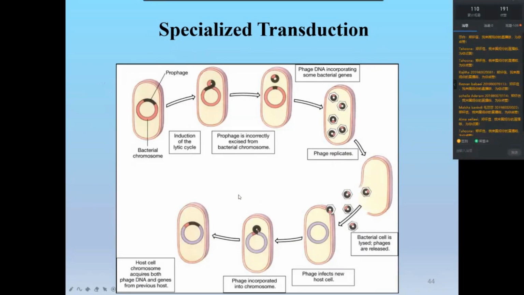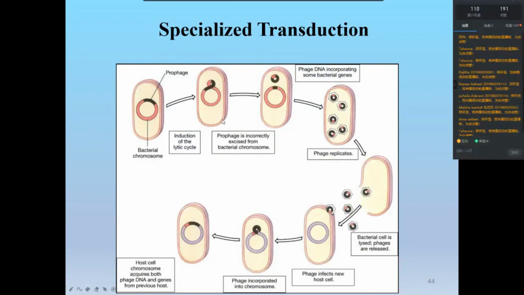Okay, so this is what happens during specialized transduction. You have a bacterium. Now you have a phage infecting the bacterium. And it happens that this phage is a lysogenic or temperate phage. It does not lyse the bacteria directly, but it inserts its genome into the bacterial chromosome to form this prophage. And this prophage can replicate with the bacteria.